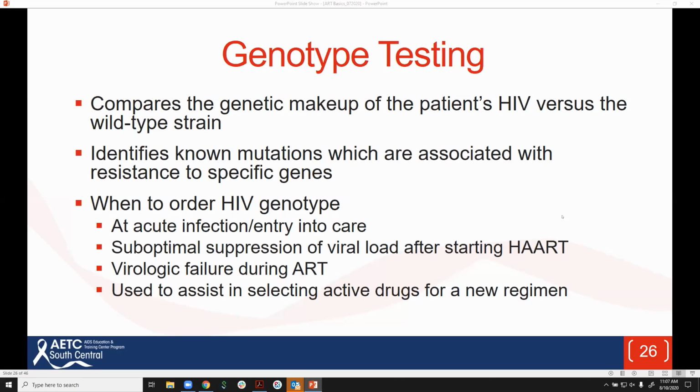And also wild type is a pan-sensitive virus. So while it may have mutations, none of those mutations lead to the resistance of antiretroviral therapy. And so that's the really key part. So what we're looking for are mutations that lead to resistance to particular agents.